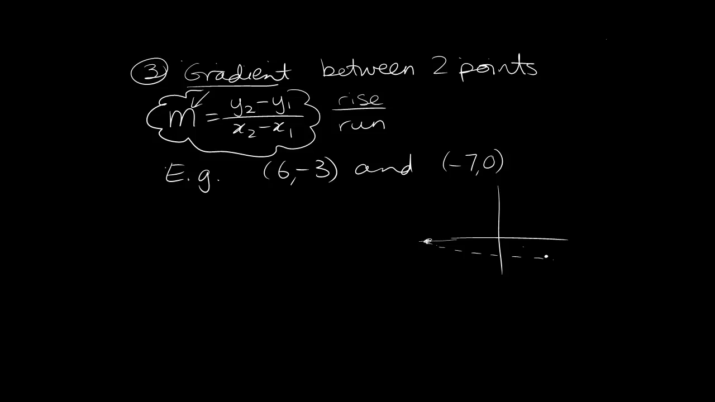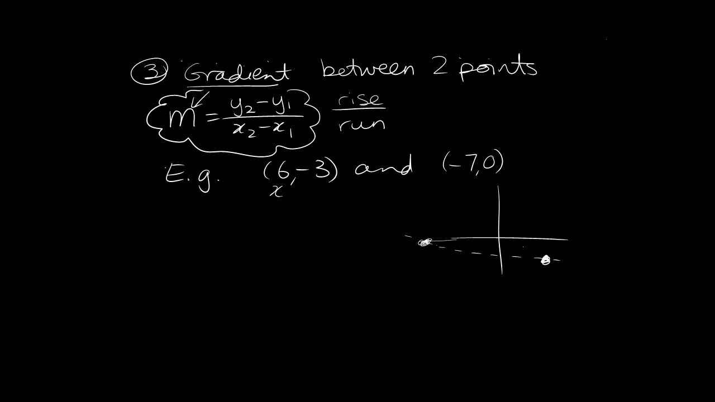My point here is just to get an idea of whether you expect the gradient to be a positive one or a negative one. Because of the positioning of these 2 points, we are expecting the line joining them to have a negative gradient, because going from left to right, the line is sloping downward. So let's double check that with the formula as well.